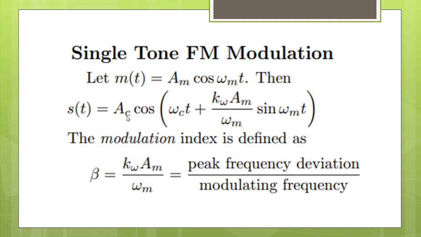So this is the equation for single tone FM modulation. s(t) is equal to A_c cos of omega_c t plus beta sin omega_m t. Here beta is known as the modulation index, which is defined as k_w A_m by omega_m. Here in the numerator we have both of these two terms, k_w multiplied by A_m. This is known as the maximum frequency deviation, and omega_m is the modulating frequency.